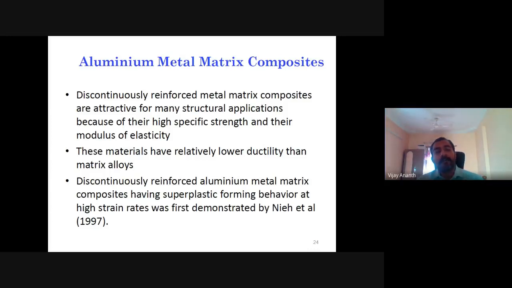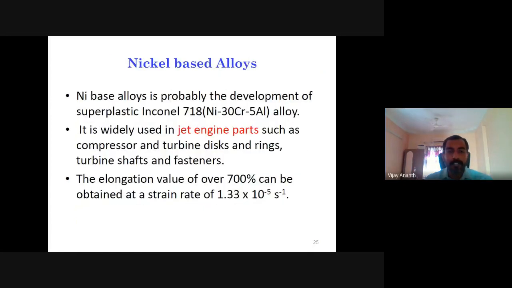Many literature reports say that silicon carbide whiskers are used instead of particles. With silicon carbide whiskers, elongation of more than 500 to 600 percent can be obtained through this superplastic forming process. We also use silicon carbide particles, but silicon carbide whiskers are like short fibers, so they give very high elongation as well as very good properties for these aluminum metal matrix composites.